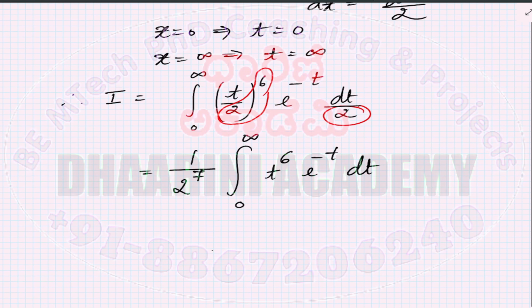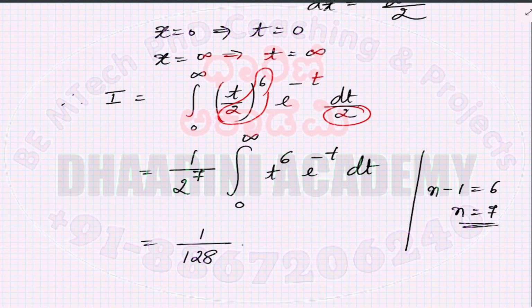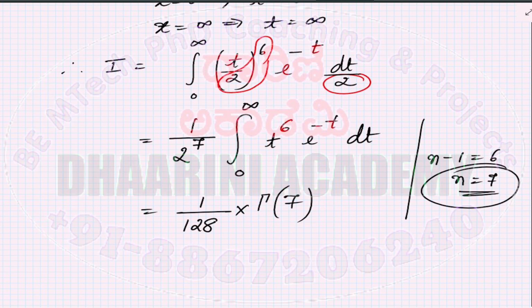Now the second term is in the required format. The n minus 1 is equal to 6, so n is equal to 7. Correct? Now, let's do this calculation. This is equal to 1 over 2 to the 7. If you calculate, that comes to be 128 into gamma of n is equal to 7, because just now we calculated that n value is equal to 7.